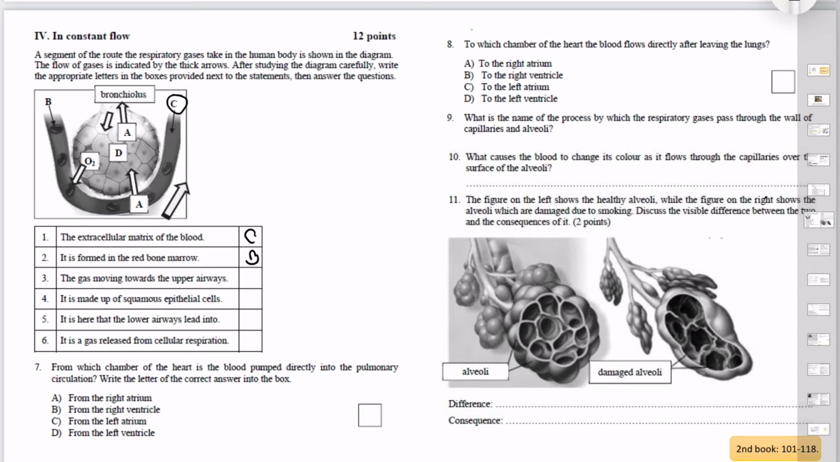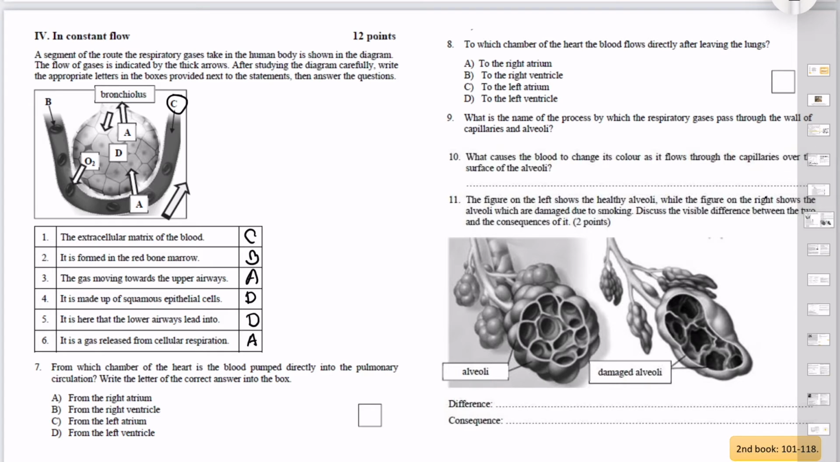The gas moving towards the upper airways, A is showing us the gas which is moving upwards. It is made up of squamous epithelial cells, the wall of the alveoli itself, which is going to be D. It must be really thin in order to allow gases to penetrate through it and to allow efficient gas exchange. It is there that the lower airways lead into. That's going to be D as well. And it is a gas released from cellular respiration, carbon dioxide. That must be A, as we can see that it is moving from the capillaries towards the alveoli or alveolus.